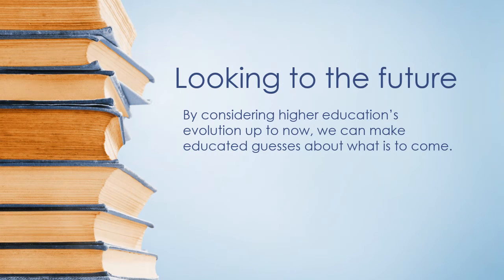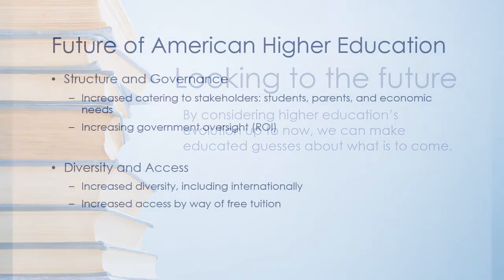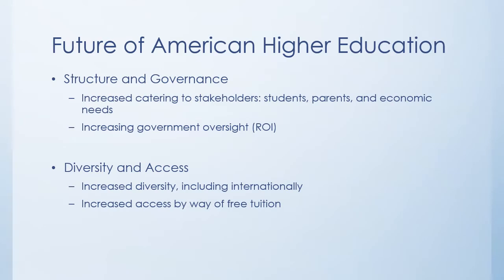Now let's look to the future. By considering higher education's evolution up to now, to present day, we can use that information to make educated guesses about what is to come. These are my projections about the future of American higher education within those same areas that we've discussed the history of. First up, structure and governance.